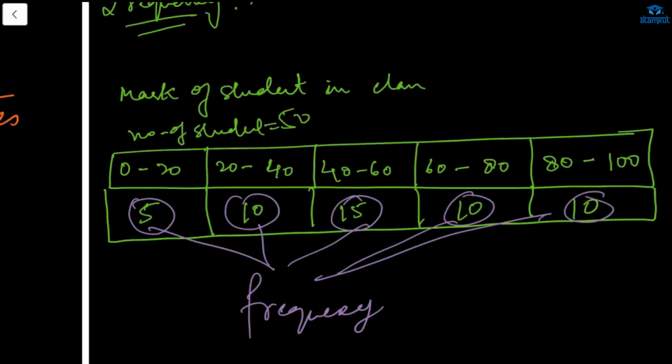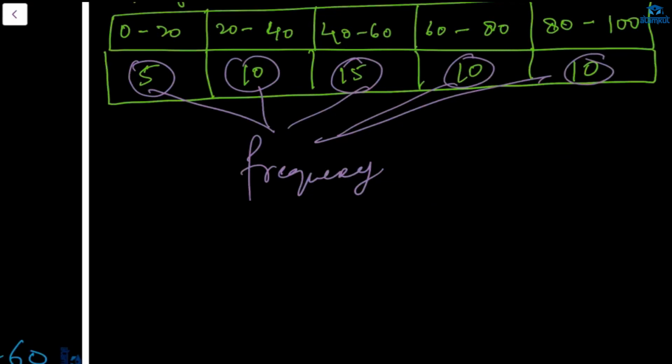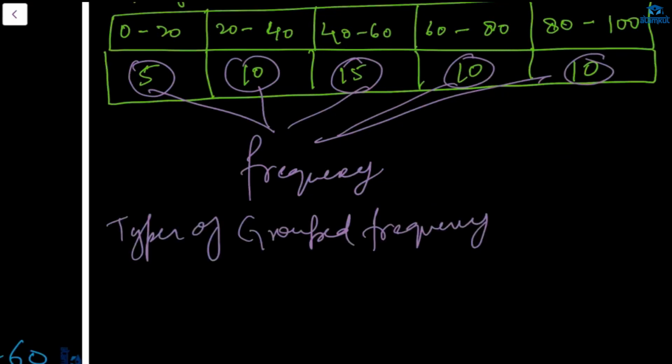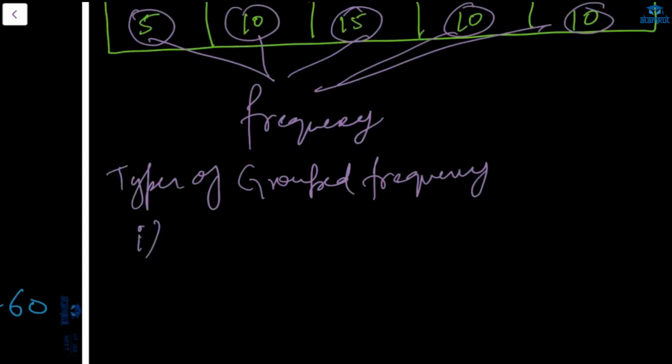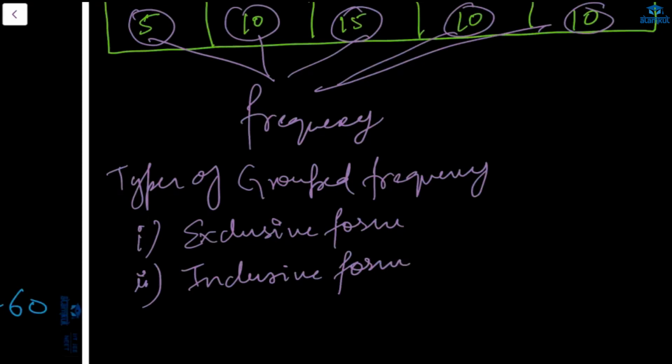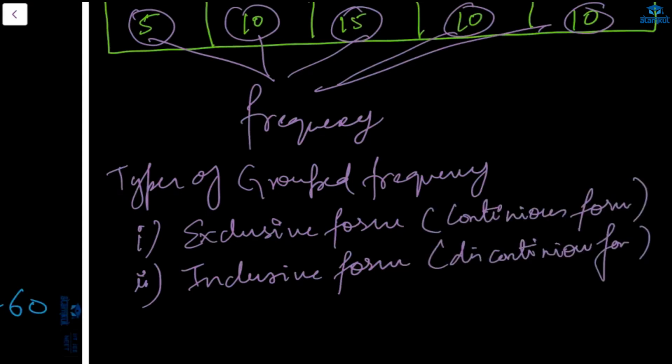Now we have come to know what frequency is. There are two types of group frequency: exclusive form and inclusive form. The exclusive form can also be called continuous, and the inclusive form is called discontinuous. What is the difference between the exclusive form and the inclusive form? As the name suggests, in the exclusive form you will have your grouping as a continuous form.